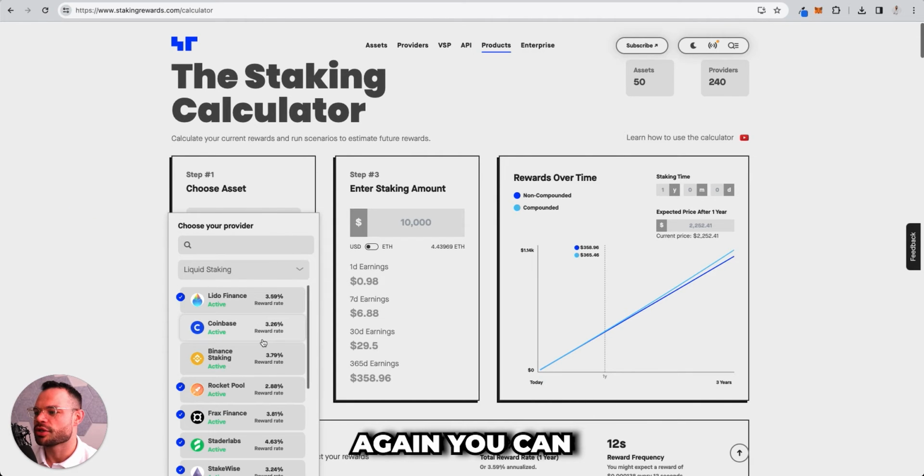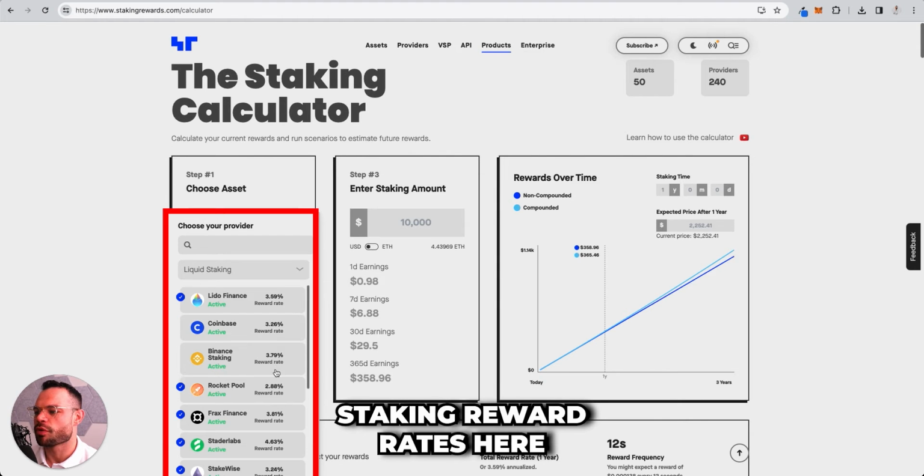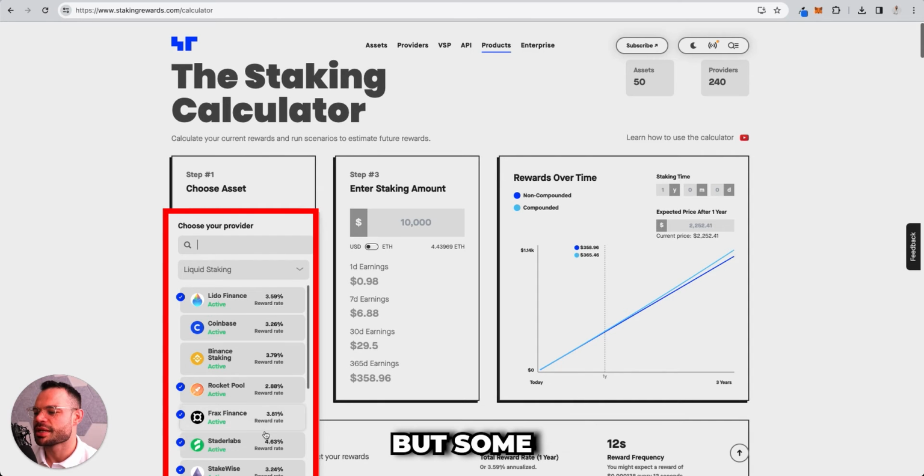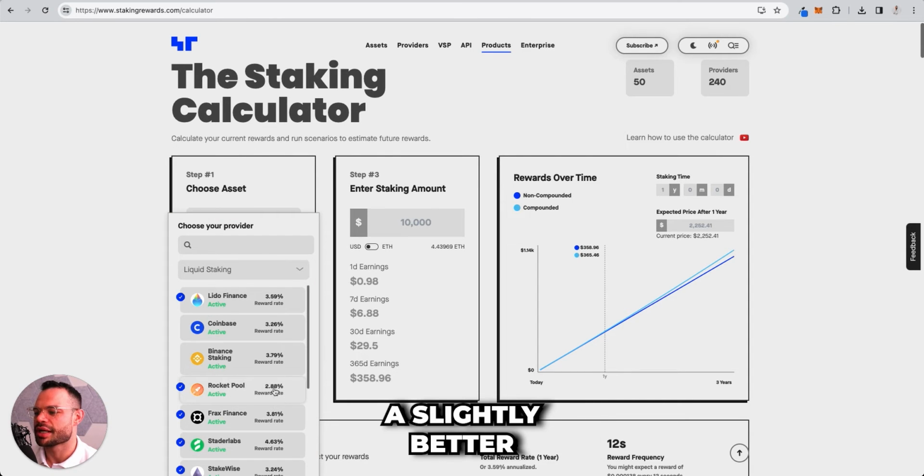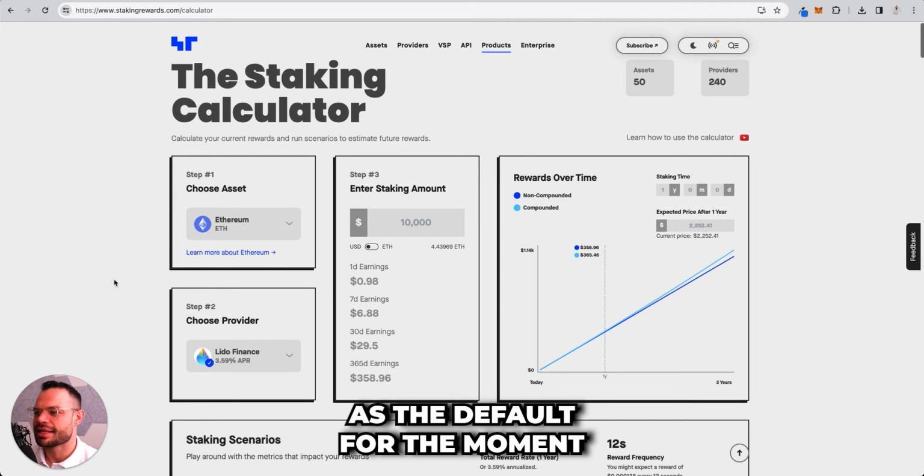So again, you can look at the various staking reward rates here from various providers, but you'll notice that many of them are similar, but some providers offer a slightly better staking reward than others. So let's just leave it at Lido Finance as the default for the moment.